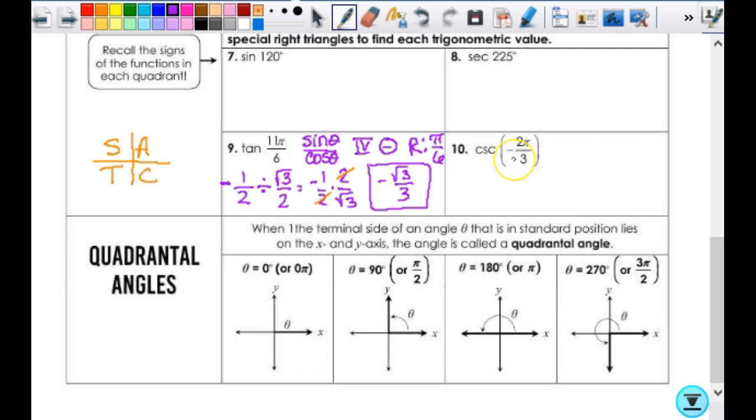Okay? So let's look at cosecant. Cosecant is not sine or cosine. So what is cosecant the reciprocal of? Cosecant is the reciprocal of sine. So this is 1 over the sine of theta.